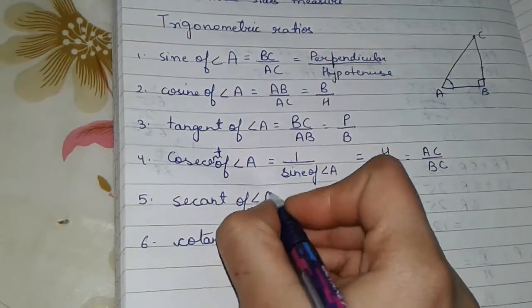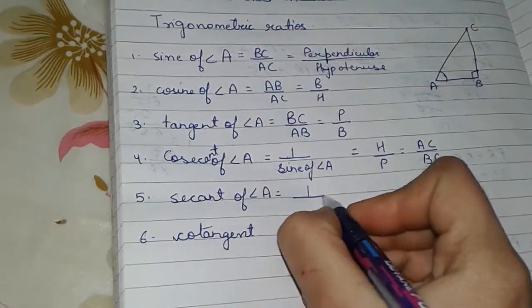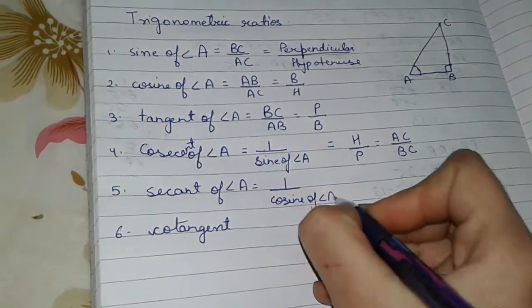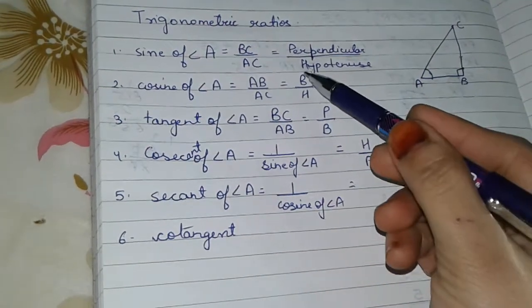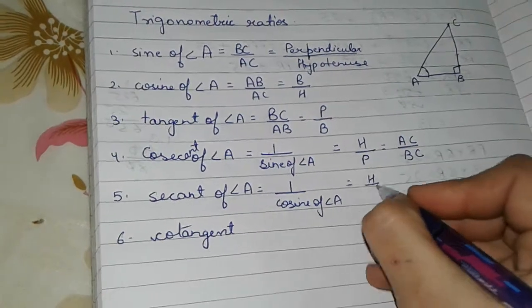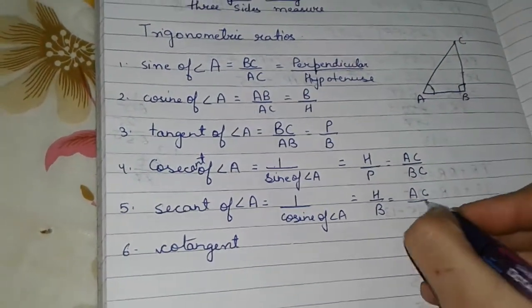Secant of angle A is, secant is the reciprocal of cosine. So 1 upon cosine of angle A. Cosine is base upon hypotenuse. So secant will be hypotenuse upon base. Hypotenuse is AC and base is AB.